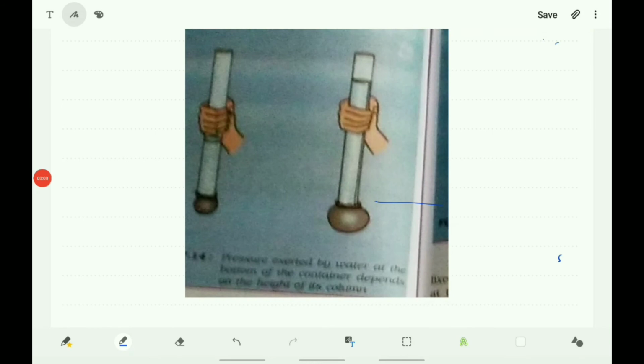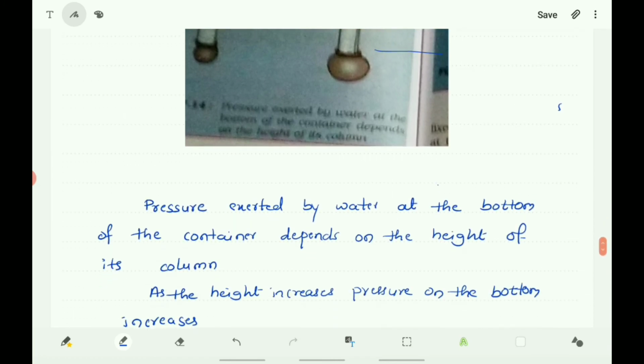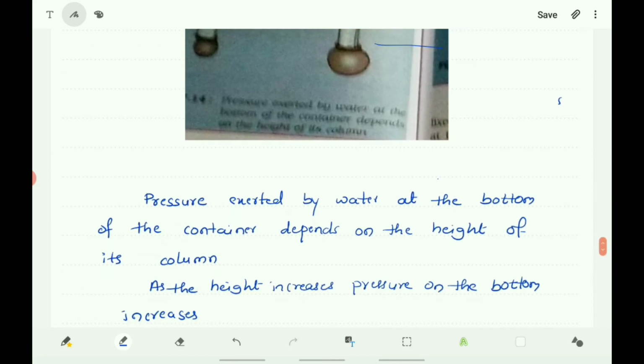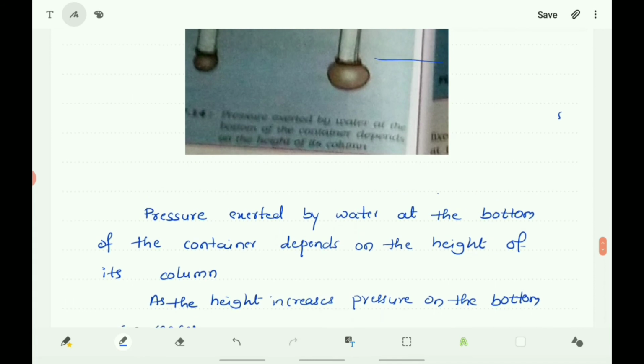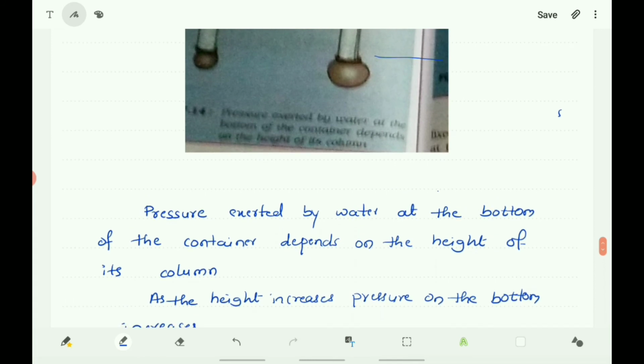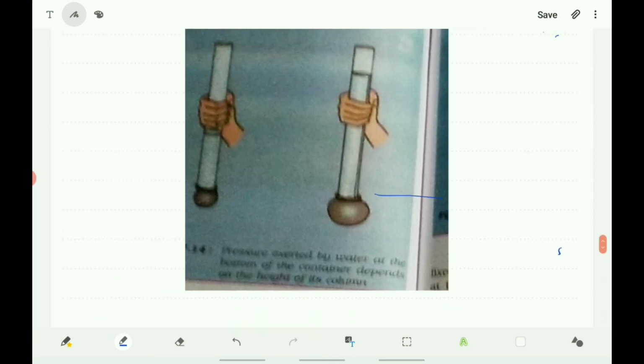Pressure exerted on the bottom of the container by the water or any liquid depends upon the height of the liquid. As the height of the liquid increases, pressure on the bottom also increases. That is, pressure exerted by water at the bottom of the container depends on the height of the column here. As the height of the liquid increases, pressure exerted by the water on the bottom also increases.